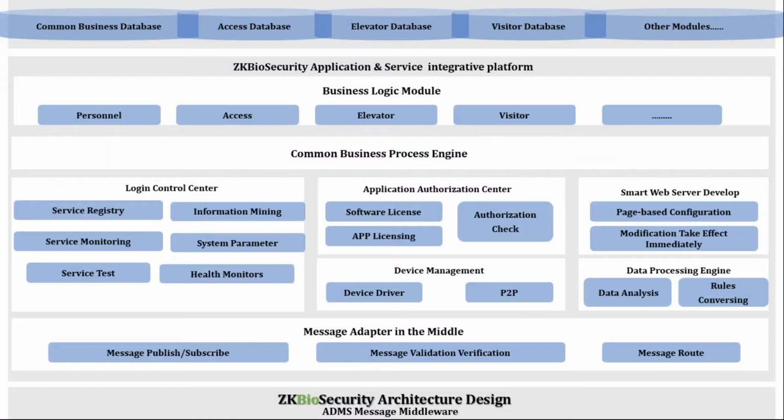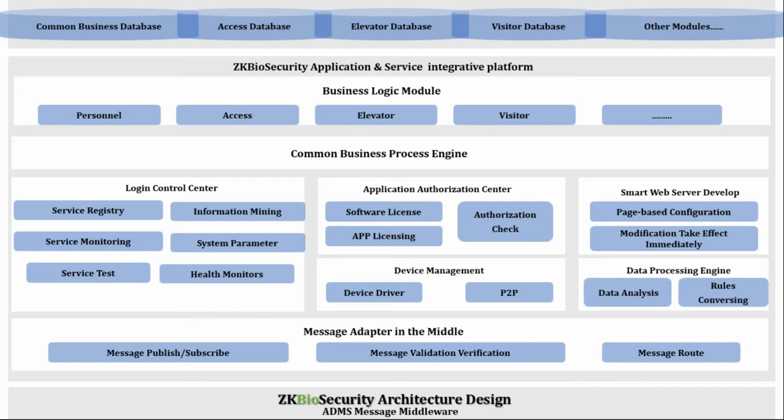Now, let me talk about the architecture of the BioSecurity software. What exactly is BioSecurity designed on, which architecture? At the top level, you can see the modules which are present in the front of the software whenever you log in. You can see the personal, access, elevator, visitor, and all other modules which are present in the BioSecurity software, along with the common business logic.